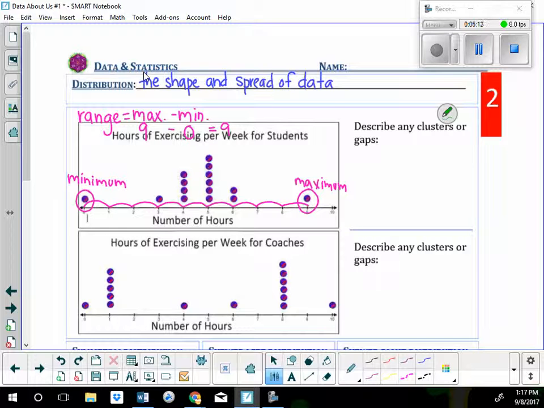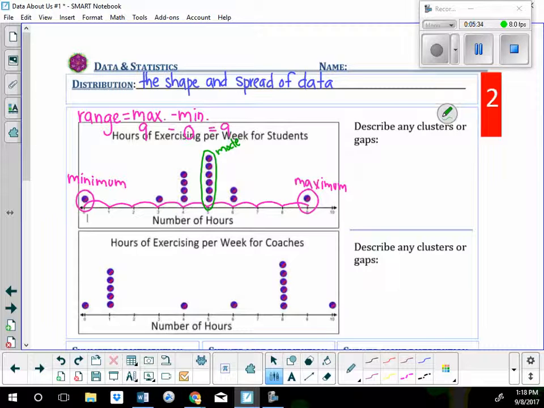So let's also note this is our mode. We had the most people when they were surveyed, and we decided to graph their data. The most common number of hours that students exercised was 5 hours.